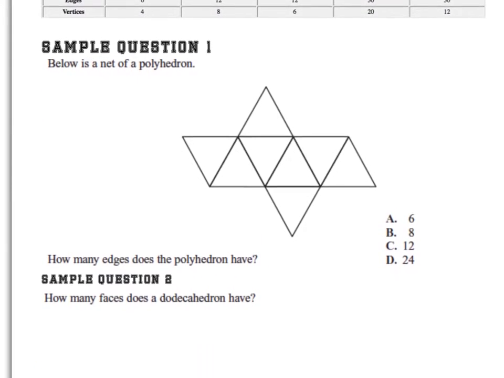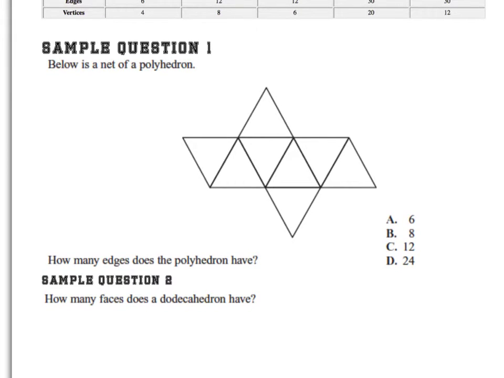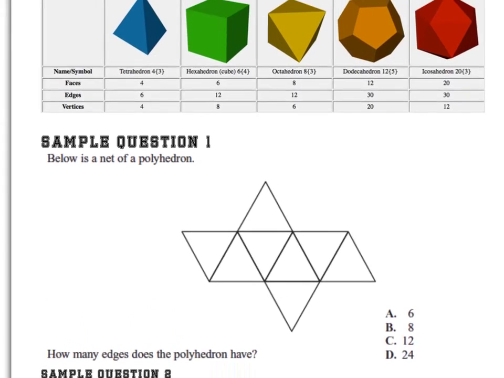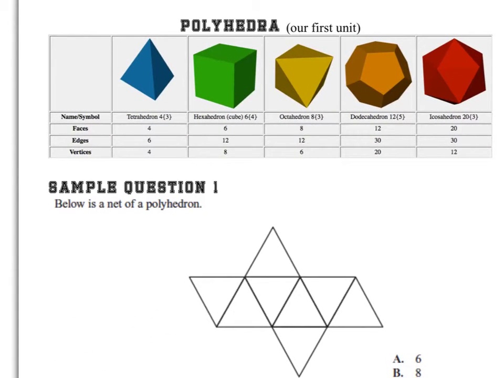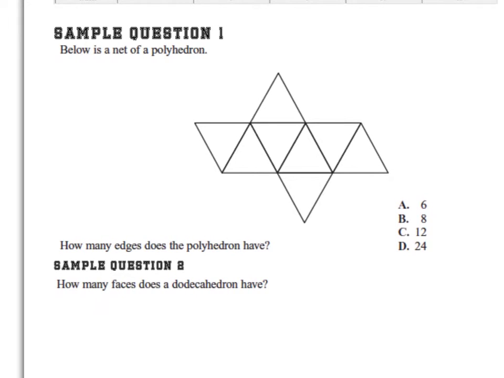In sample question 1, we have a net of a polyhedron, and the question is how many edges does it have? And so you have to imagine folding that piece up. And I think we actually did this at the beginning of the year where we cut those out and folded them up and made them into little three-dimensional shapes, and you'd have to figure out how many edges it has. So it's tough for me to just say that this is what it is, but you might be able to think about it, visualize it, and come up with a solution.